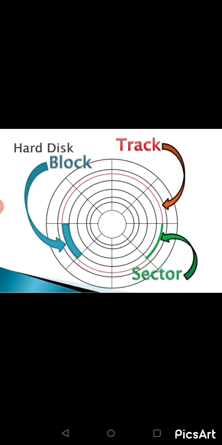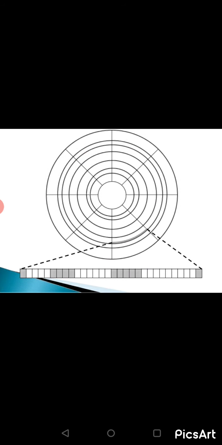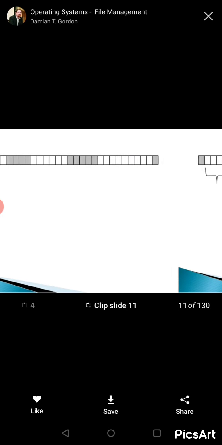And this circular format is nothing but a block. Your data is stored here, that is track and sector. So this is the hard disk configuration, or hard disk organization, where data will be stored. You can see these diagrams, and these are the blocks where we can store our files and data. In the next slide you can understand this.